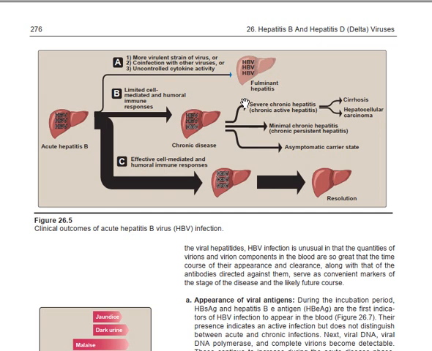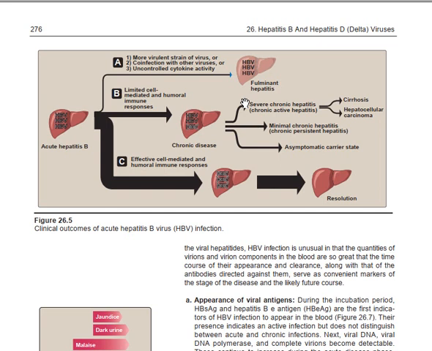Is it clear? Now, the surface antigen shows whether there is hepatitis or not. If there is the presence of hepatitis B surface antigen, it means that you have hepatitis. If there is no presence of hepatitis B antigen, it means that you have no hepatitis. Is it clear? As easy as that.